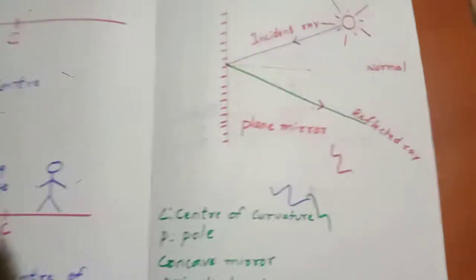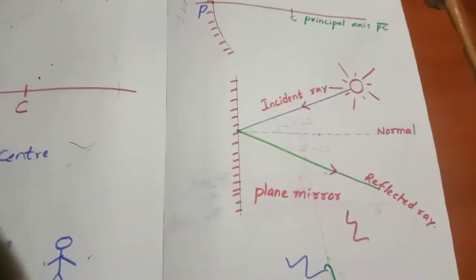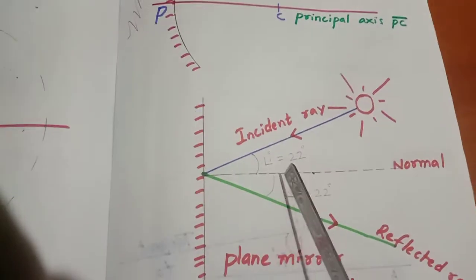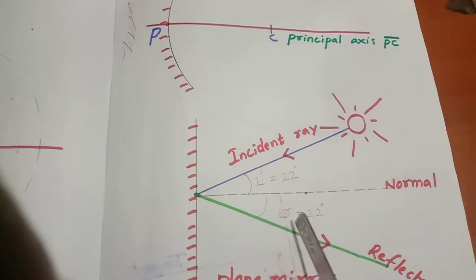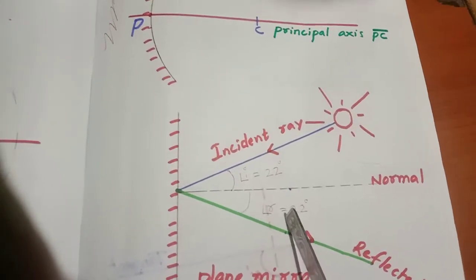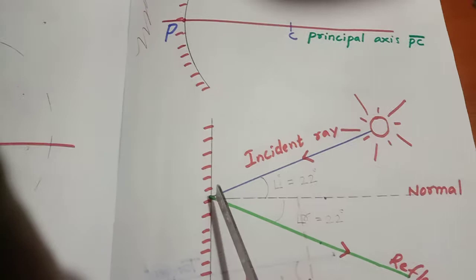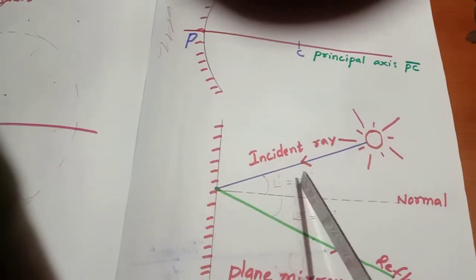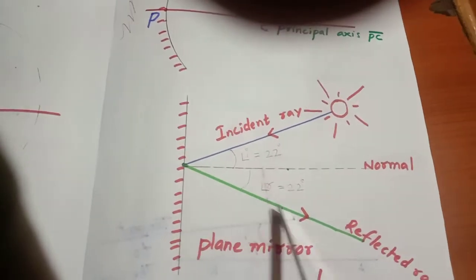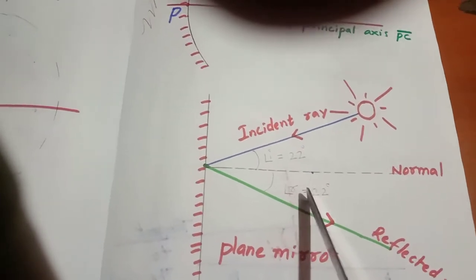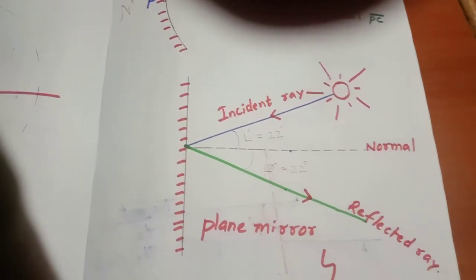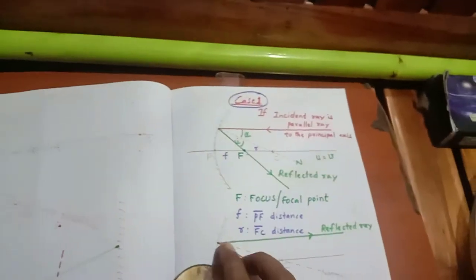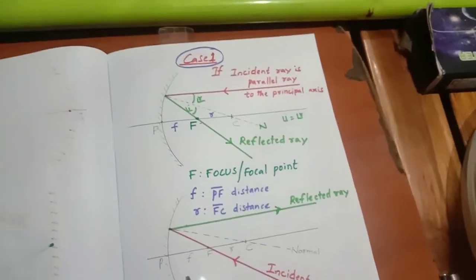So here again you see here angle of incidence is 22, angle of reflection is equal to also 22 in the case of a plane mirror. So this is called incident ray and this is called incident angle, and this is called a reflected ray and this is called a reflected angle of reflection, right? There is no problem in drawing the figures in the case of plane mirrors.